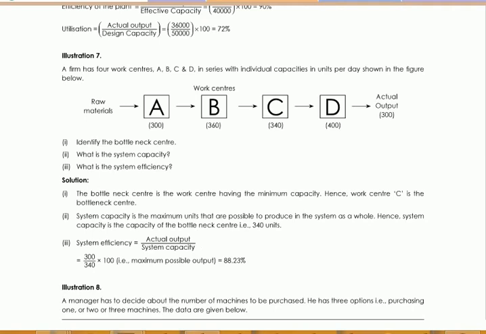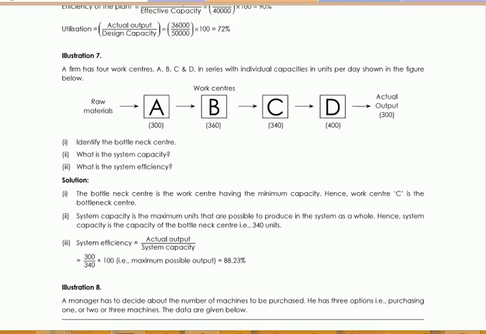Now the next problem: there are 4 workstations given to us. Their number of output units is given to us, and they are asking us to find out the bottleneck center. Now, as I have told you in the list of formulas, a bottleneck center is nothing but any process or any work center having minimum capacity. Now, if we refer to the diagram in front of you, A, B and C, D, out of these, A will be the bottleneck.